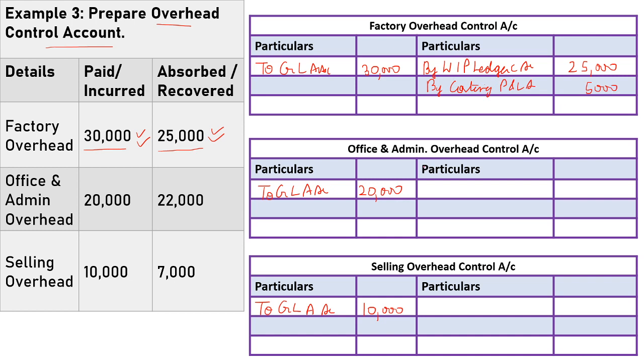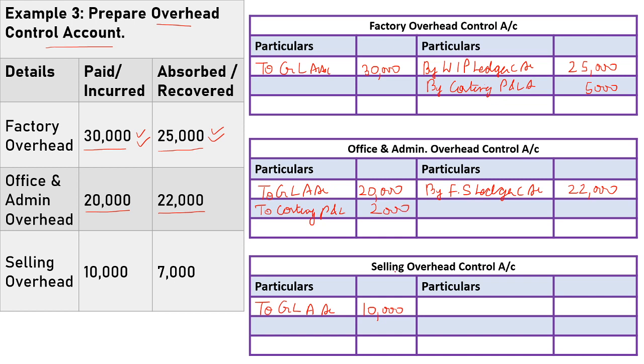In our next overhead, we paid 20,000 office overhead, but we recovered 22,000, which is over recovery of overheads, and this profit is also transferred to costing P&L. So first we write on the credit side by finished stock ledger control account 22,000, and the balance on the debit side is transferred to costing P&L. So to costing P&L account 2,000 rupees.